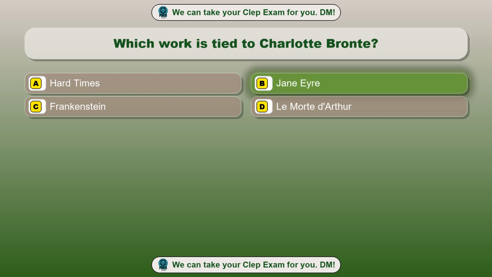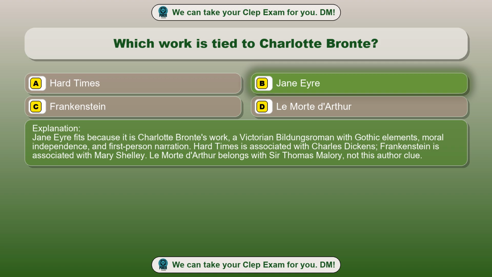Jane Eyre. Jane Eyre fits because it is Charlotte Brontë's work, a Victorian Bildungsroman with Gothic elements, moral independence, and first-person narration. Hard Times is associated with Charles Dickens. Frankenstein is associated with Mary Shelley. Le Morte d'Arthur belongs with Sir Thomas Malory, not this author clue.